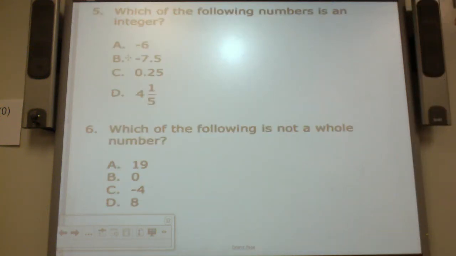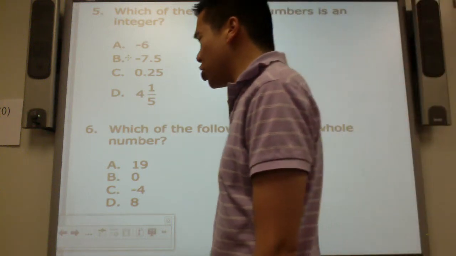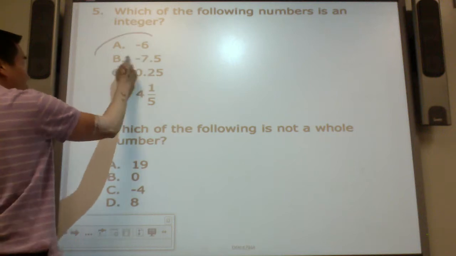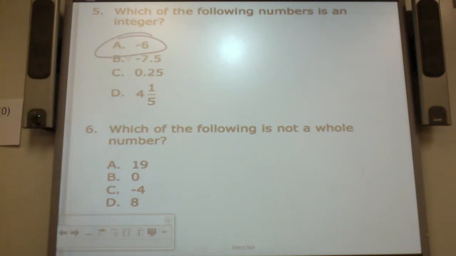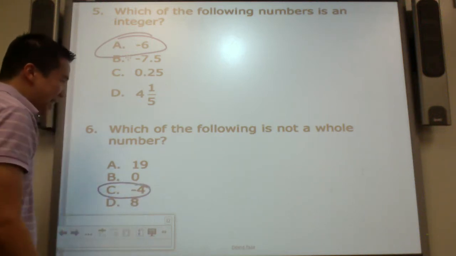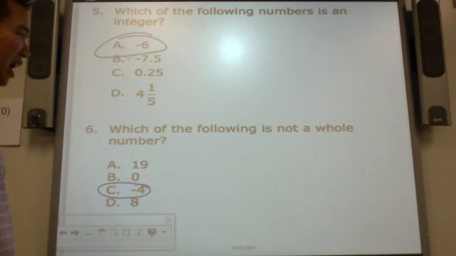Number 5, which of the following numbers is an integer? An integer is a positive or negative whole number. The only one I see that is a positive or negative whole number is A. Which of the following is not a whole number? Whole numbers are positive, this is an integer. So negative 4 is not a whole number, it's an integer.